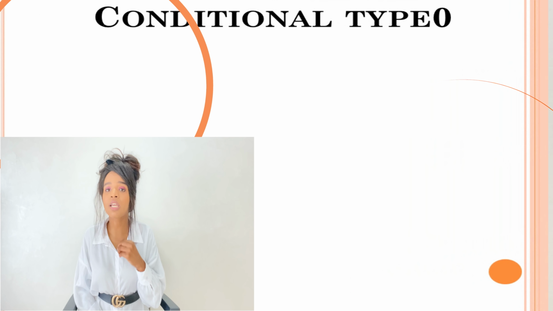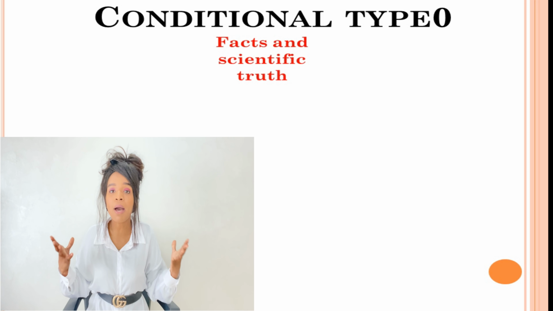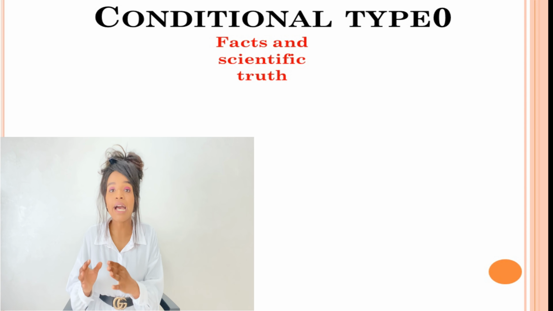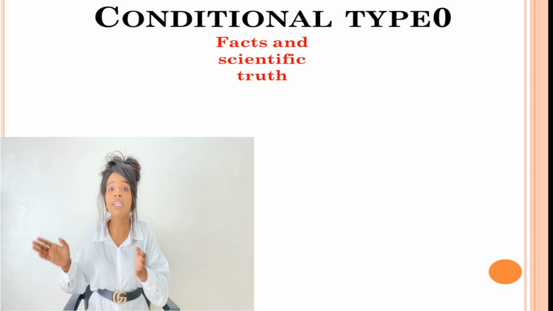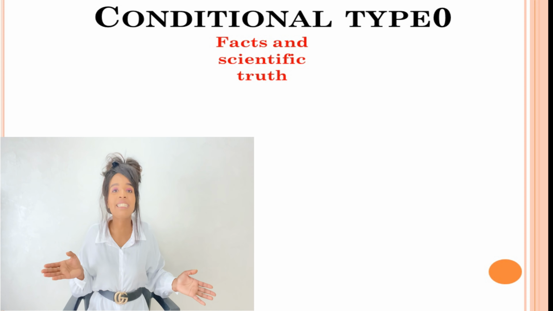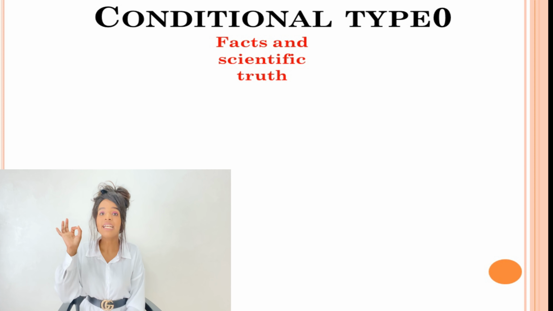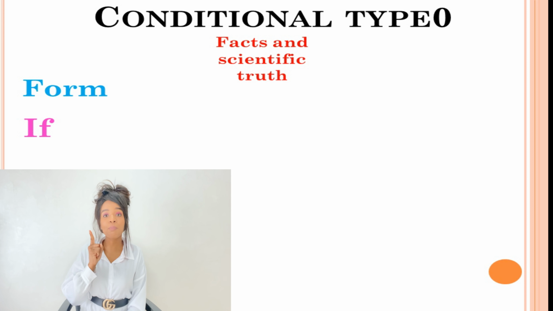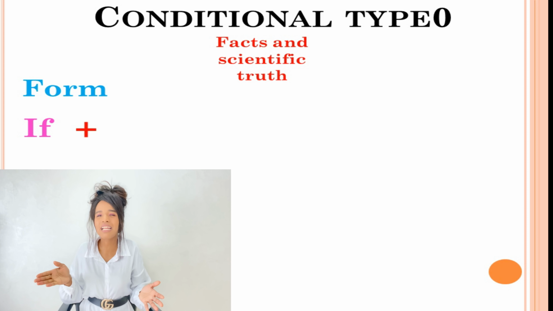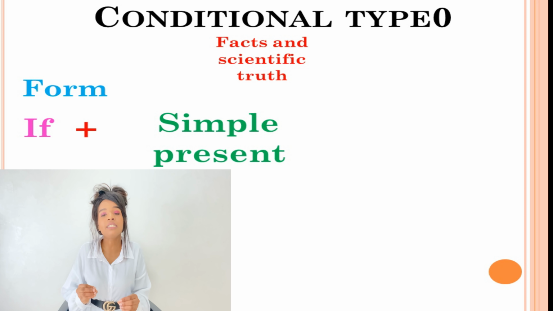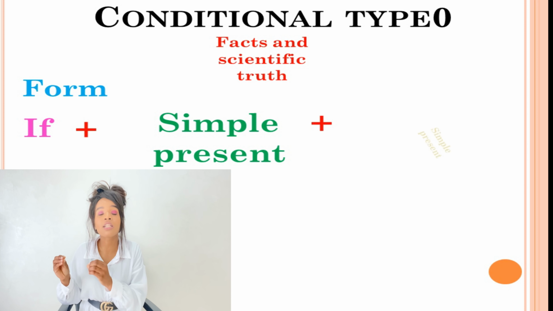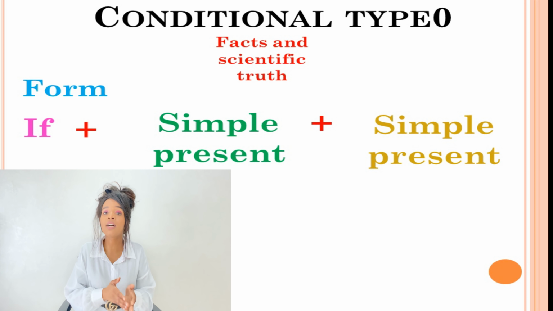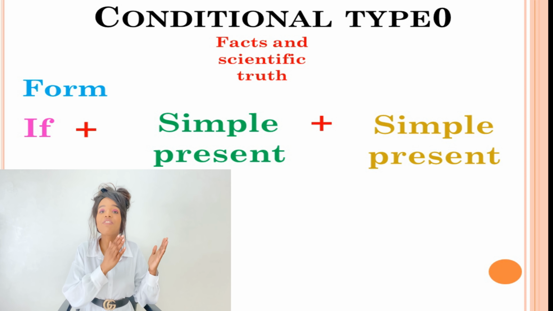Use the conditional type 0 when we want to talk about facts or scientific truth. حقائق وبيان حقائق علمية اللي ما يمكنش لي نغيرهم. إلا حطيت الماء فوق البوطة على 100 درجة غادي يغلي. So the form of this conditional is if plus simple present plus simple present. سهل بزاف هاد الكونديشنال تايب 0. كيكون عندي if، الجملة اللي من بعدها هي كتكون في السيمبل بريزنت، والثانية اللي هي المين كلاوز حتى هي كتكون في سيمبل بريزنت.